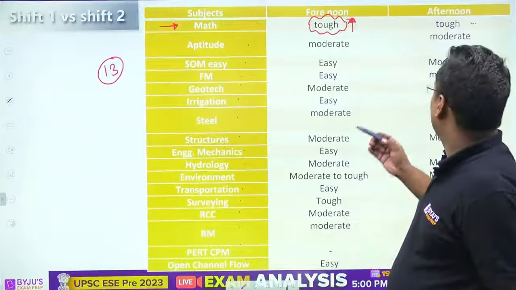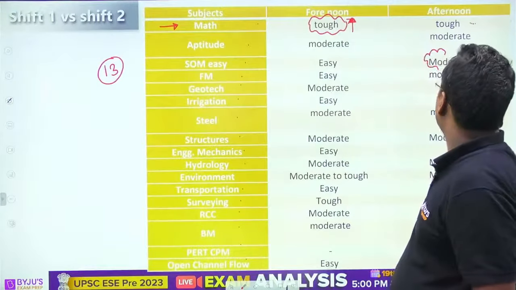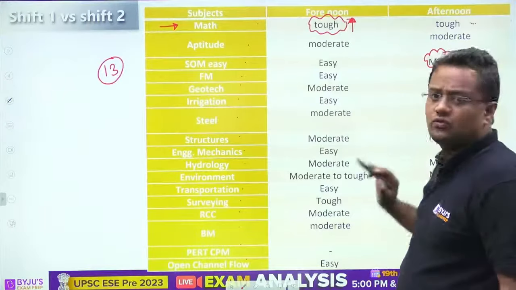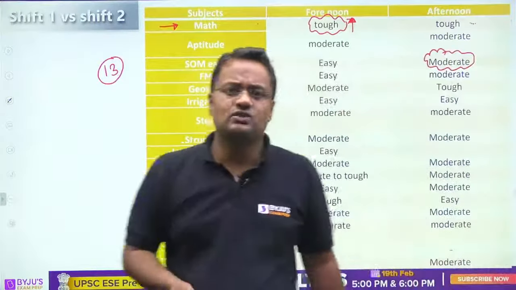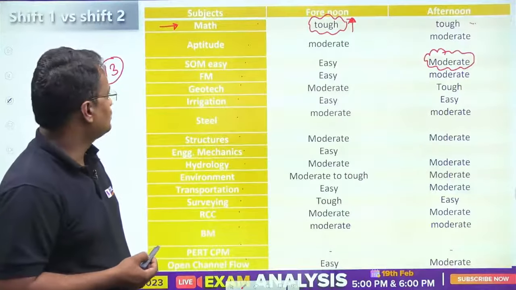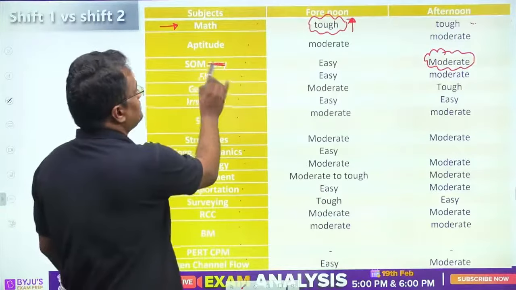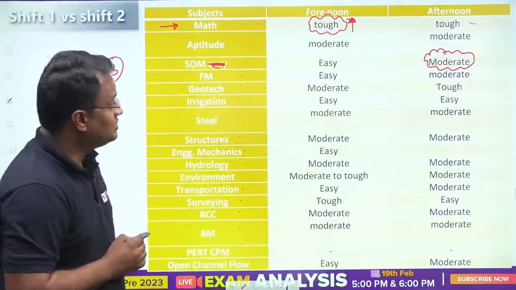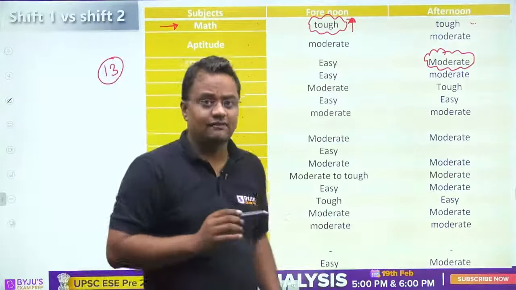Now both are easy. One question in the afternoon was difficult. FM was easy; afternoon was, we can say, moderate level. The weightage of FM is drastically reduced this time. Fluid mechanics, okay. SOM was comparatively a little tougher in the afternoon set. In geotech also, it was tougher in the afternoon set.